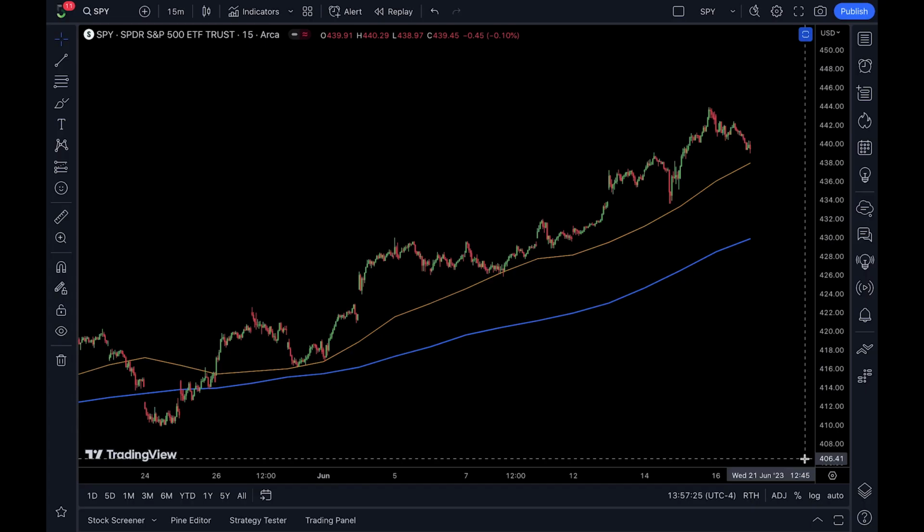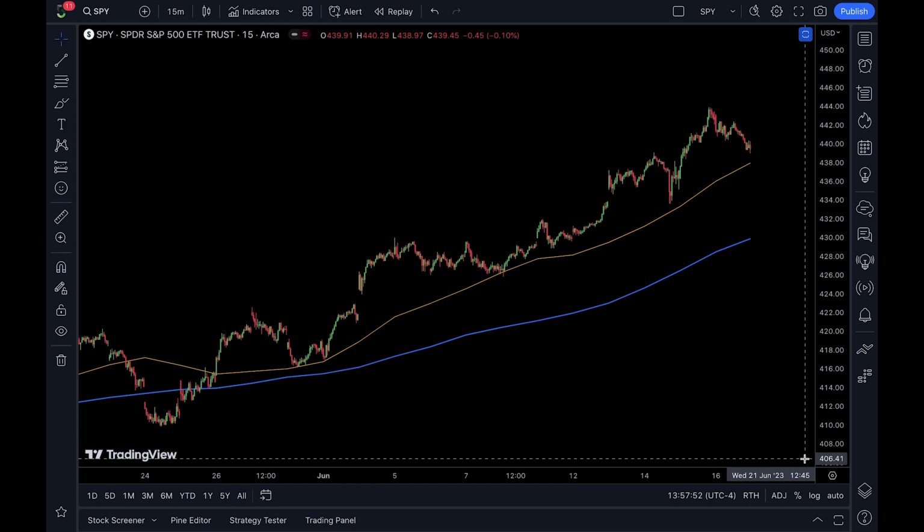All right, here's a 15-minute candlestick chart of SPY. We've got an orange line as well as a blue line. Now, in a previous video, I was using the EMAs, the 5-day EMA and the 14-day EMA. What I'm doing here, and I'm not exactly sure why I made the change, is just using the SMAs. So this is just the simple moving average.